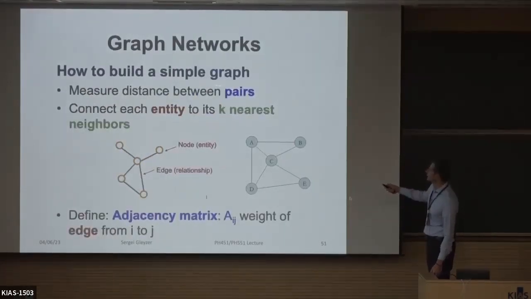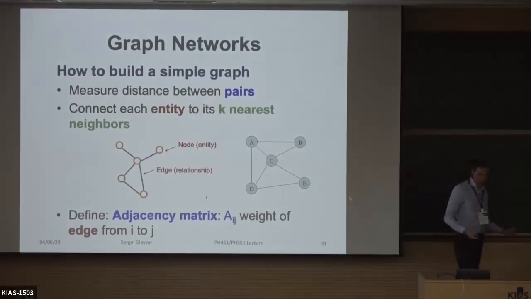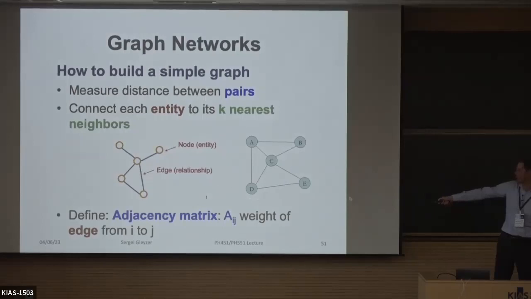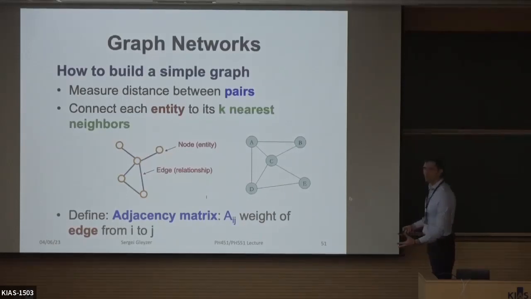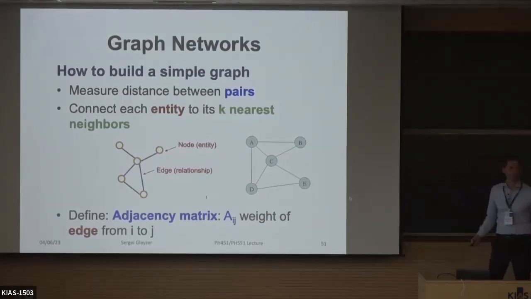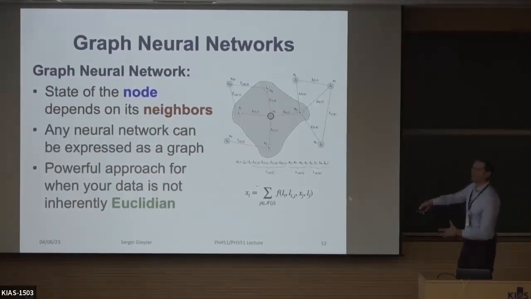And the idea is that you can connect them in different ways. You can look at k nearest neighbors and so on. You can define something called an adjacency matrix, which is the weight of the edge between two nodes. And this is a trainable thing, so you can train it when you're training your neural network. So the idea is that the state of your node depends on your neighbors.